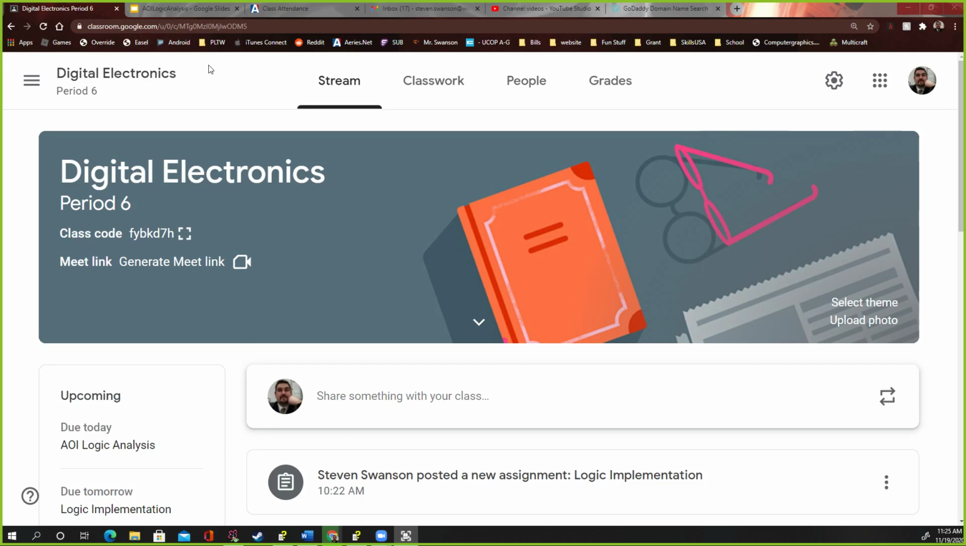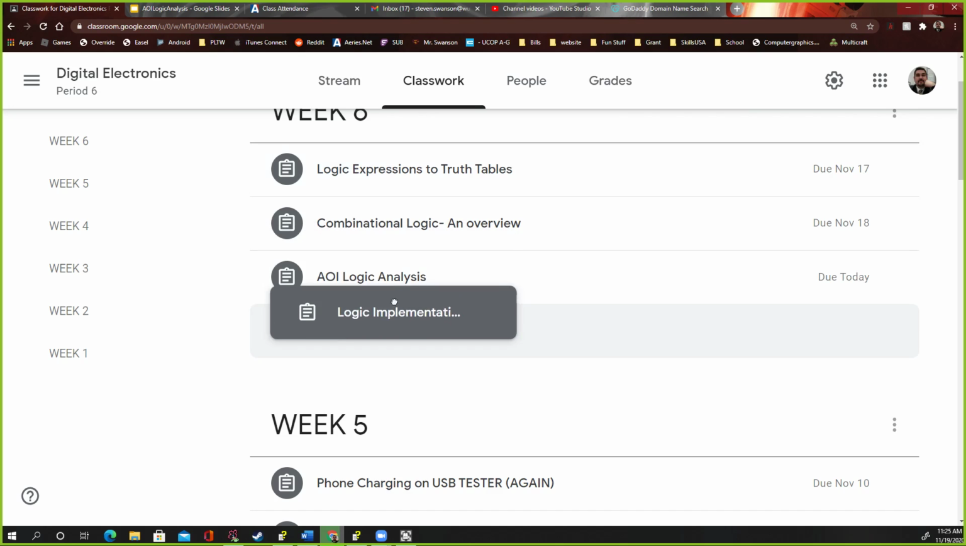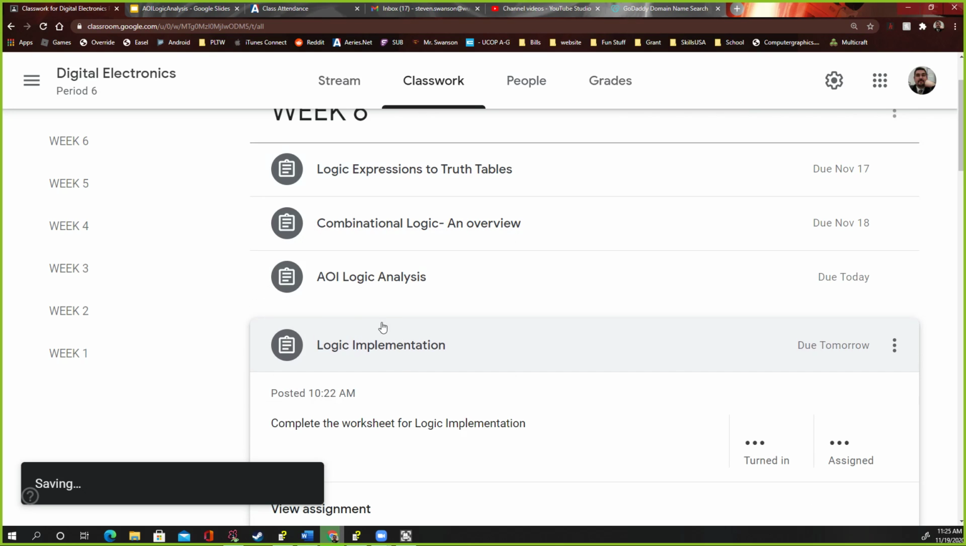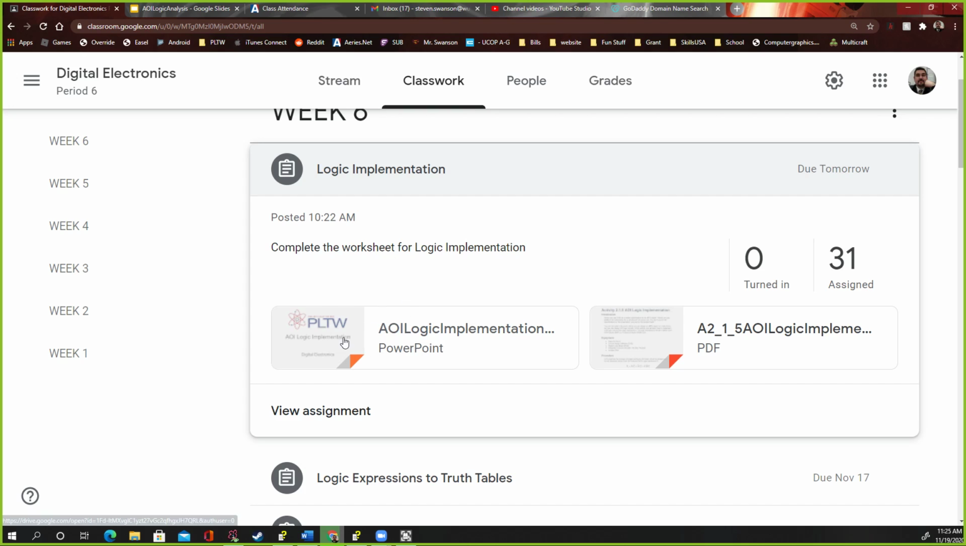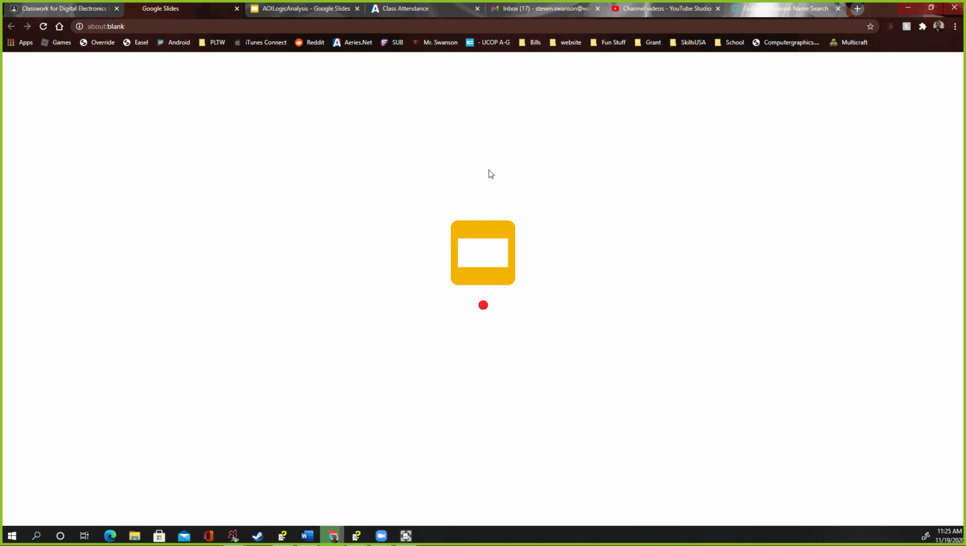So, here we go. We got sixth period here, classwork, and today's work is logic implementation. I'm going to move it down here in order. So, logic implementation. Here's the PowerPoint. So, let's go over the PowerPoint. Let's open it with Google Slides, and we'll get this party started.